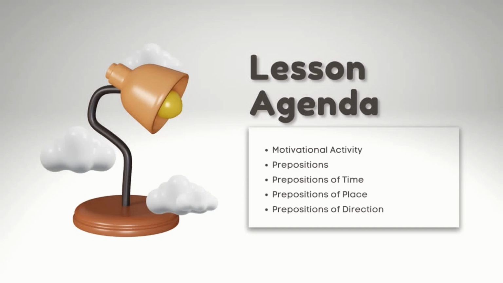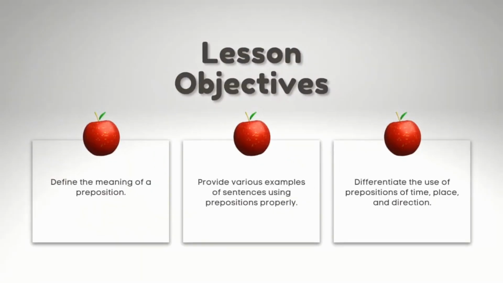Okay, now let us look at the lesson objectives. That is, at the end of this lesson, there are certain things you must have known, there is certain knowledge you must have gotten. So get your pen and jot down the objectives. You must be able to define the meaning of a preposition. You must be able to provide various examples of sentences by using prepositions properly. The examples of prepositions that we're going to give, you must be able to use them in a sentence properly.